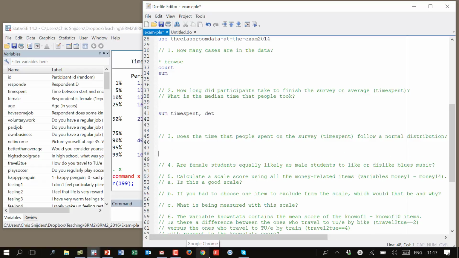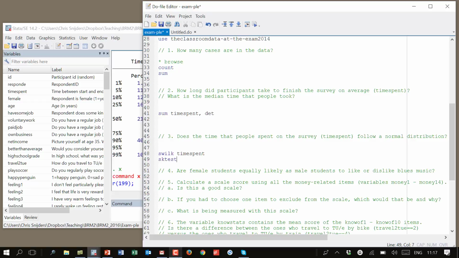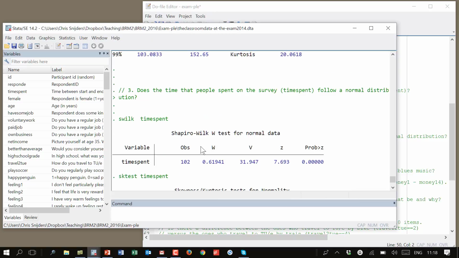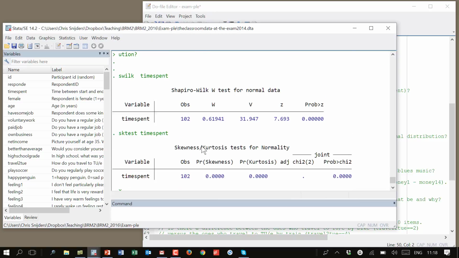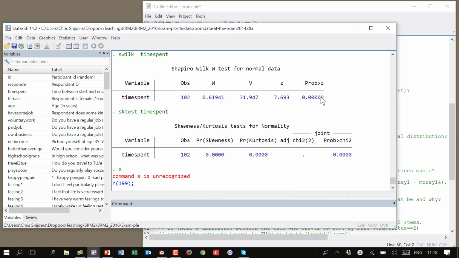Okay, that's all easy. Does the time that people spent on the survey follow a normal distribution? Well, we know how that works. Well, answer would be no. Normality is rejected quite strongly.